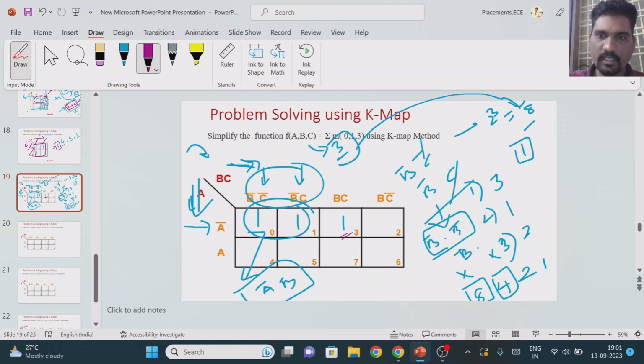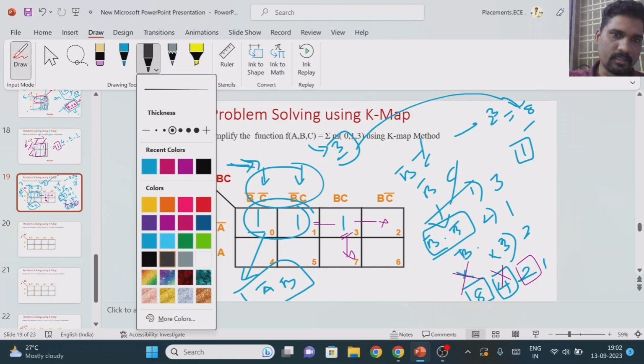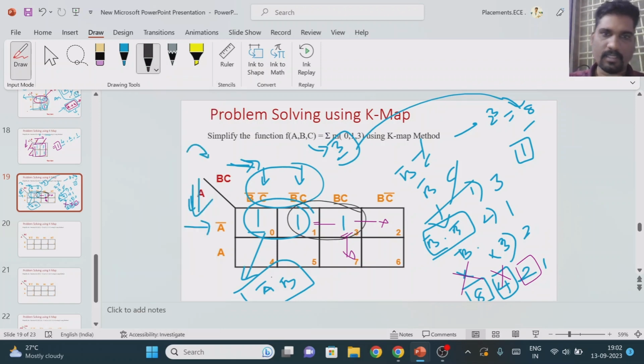First you check, are there any 8 adjacent ones? No way, right? Then try to see for 4 adjacent ones. No way, right? Then try to see the 2 adjacent ones. Yes, right? But what is adjacent? This is adjacent, this is adjacent, this is adjacent. But here we don't have any cell. Here also we don't have any cell, but here we have the cell, right? Then one more point to remember is, overlapping is allowed. Overlapping is allowed means we can group something like this.